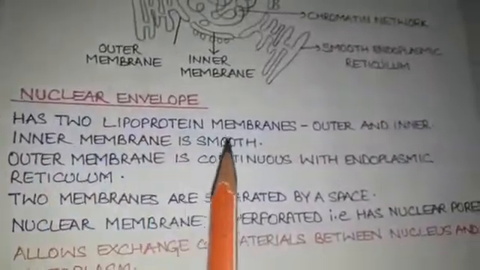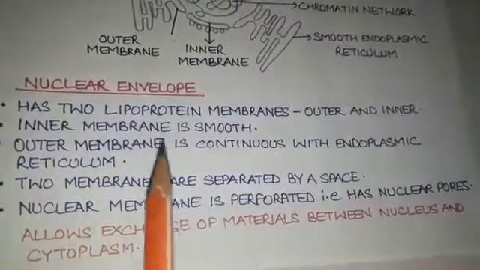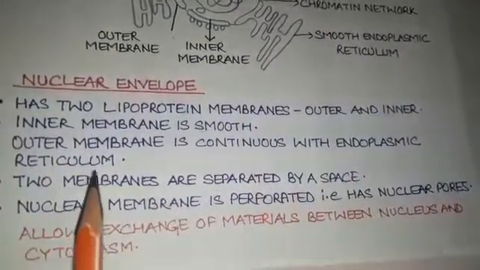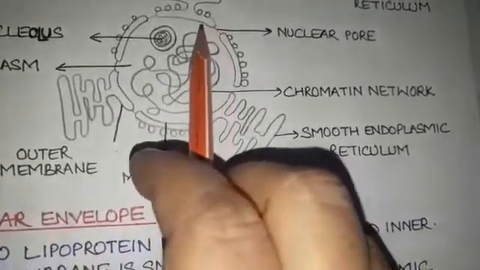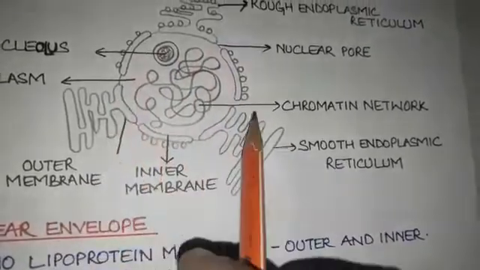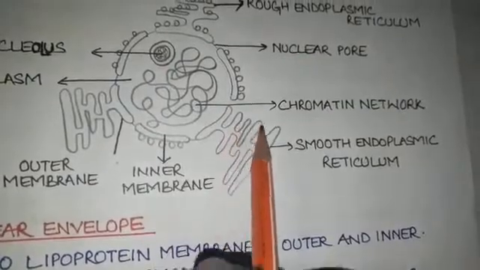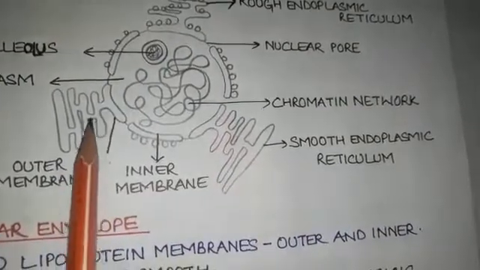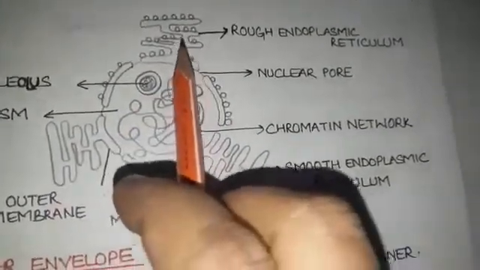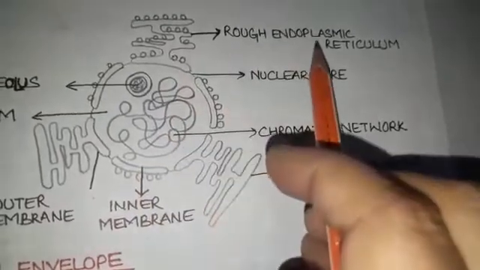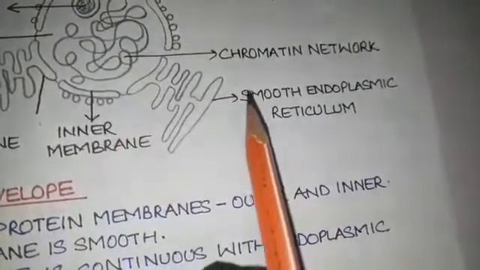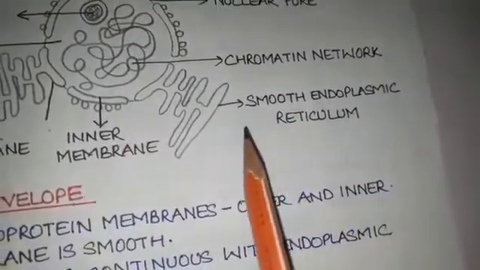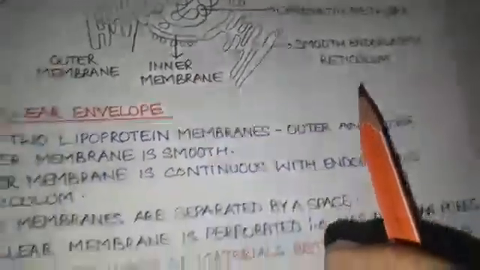Inner membrane is smooth, whereas outer membrane is continuous with endoplasmic reticulum. Here you can see in the structure, this is the inner membrane, this is smooth, whereas the outer membrane is continuous with the endoplasmic reticulum. And endoplasmic reticulum could be rough endoplasmic reticulum bearing ribosomes on its surface, or smooth endoplasmic reticulum without ribosomes.